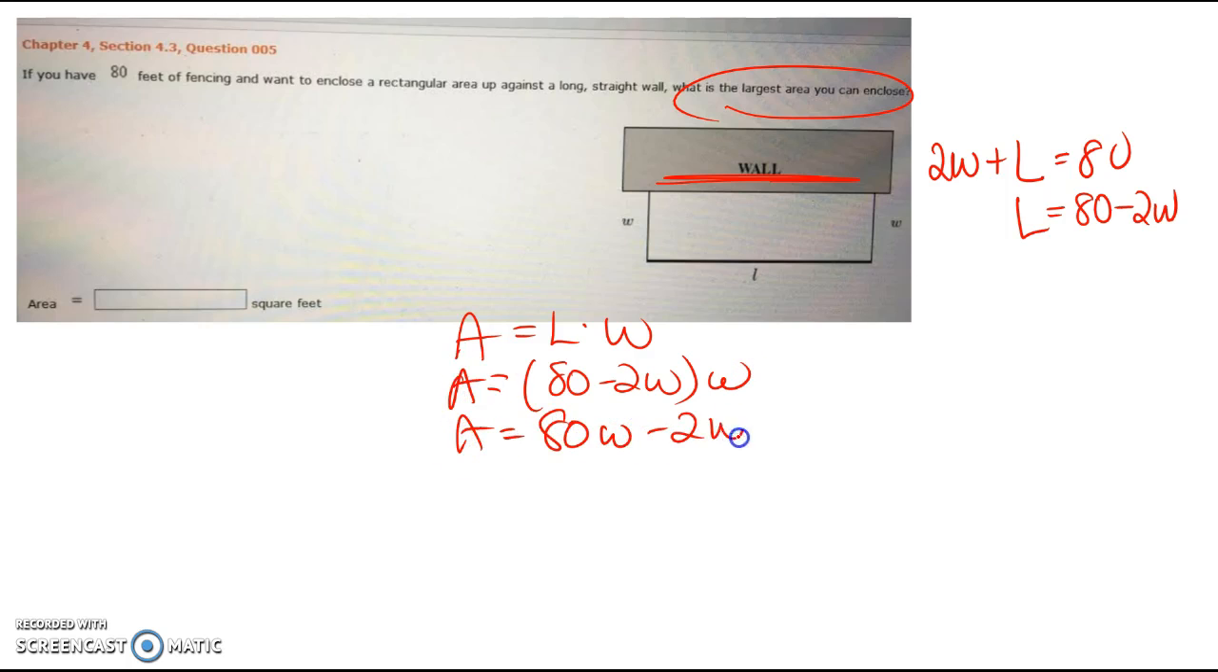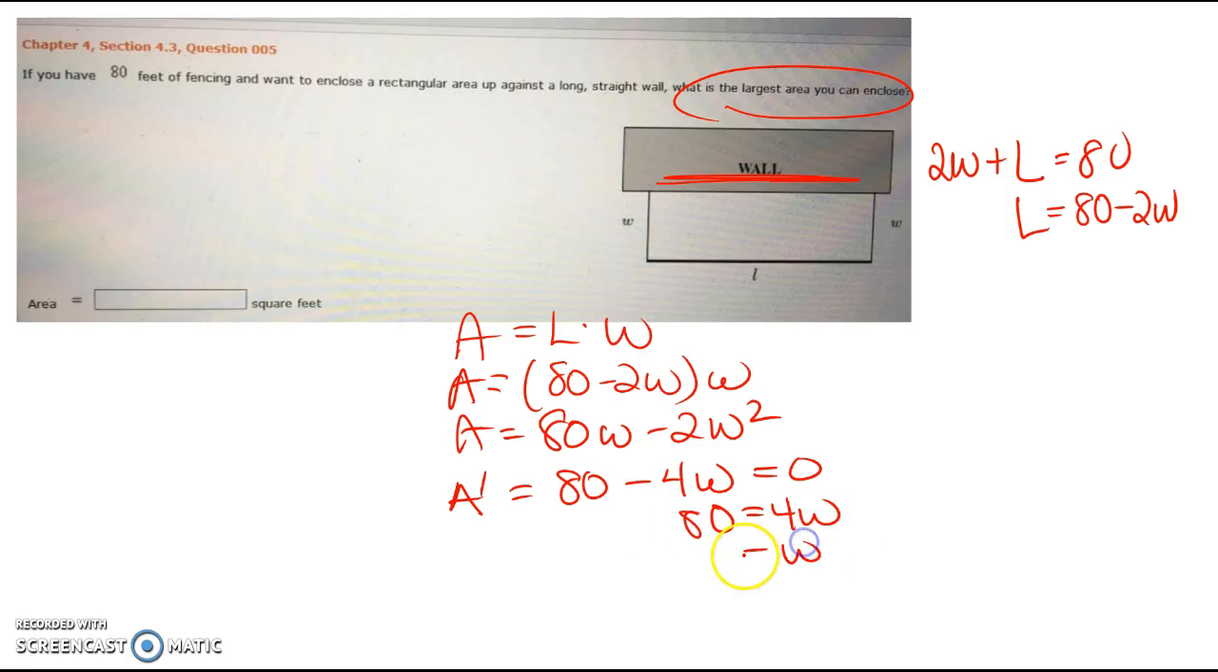80W minus 2W squared. Excuse me, so let's take the first derivative. That will be 80 minus 4W. Set that equal to 0. Add 4W to each side. Divide by 4. Well, our width will be 20. And our length will be 40. So we'll have 20, 40, and 20. That makes sense because we have 80 feet of fencing.